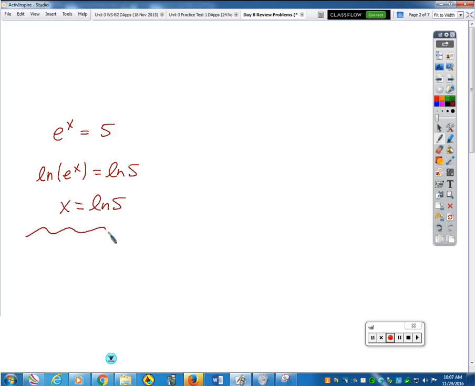If we plugged it back in to test it, we have e to this, which is supposed to equal 5. But we just learned e to the ln of anything is just the anything, so that works. Great. Is that your question? Yeah, I just wanted to know. Somebody else.